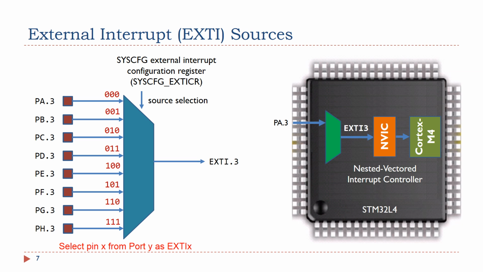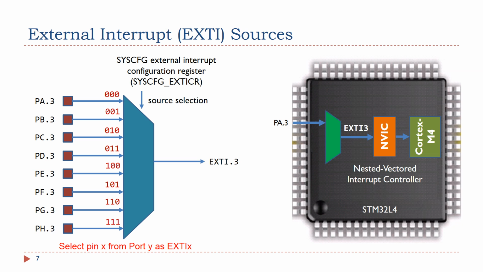STM32 takes a simple approach. Specifically, only pins with the pin number X can be the source of external interrupt X. For example, the source of external interrupt 3 can be PA3, PB3, PC3, PD3, etc.